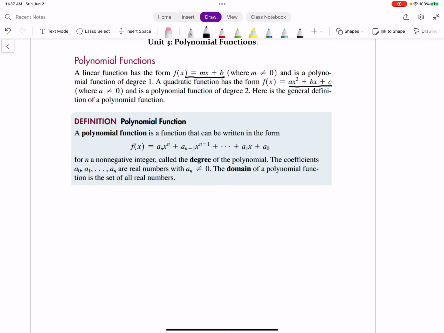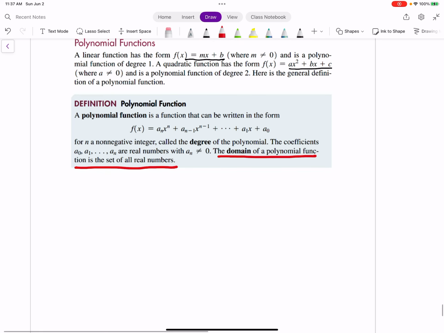So any function represented by this, with n a non-negative integer, is called a polynomial function, and the highest degree in the expression is known as the degree of the polynomial. Those a sub n, a sub n minus 1 and so on and so forth, are real numbers called the coefficients of the polynomial. And remember that the domain of any polynomial function is the set of all real numbers. So this is the general definition of a polynomial function.